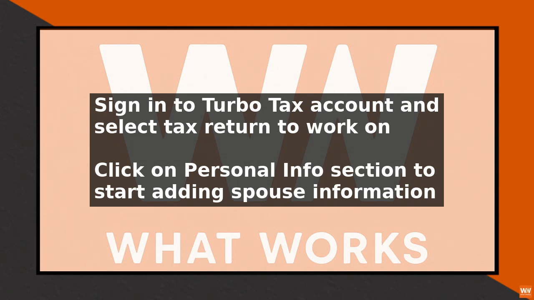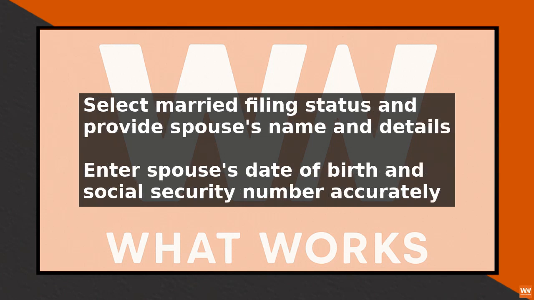Once you are in the tax return, click on the Personal Info section, which is usually located at the top of the screen. In the Personal Info section, you will see a prompt that asks about your filing status. Select the option that indicates you are married and want to file jointly with your spouse. This will prompt TurboTax to ask for your spouse's information.